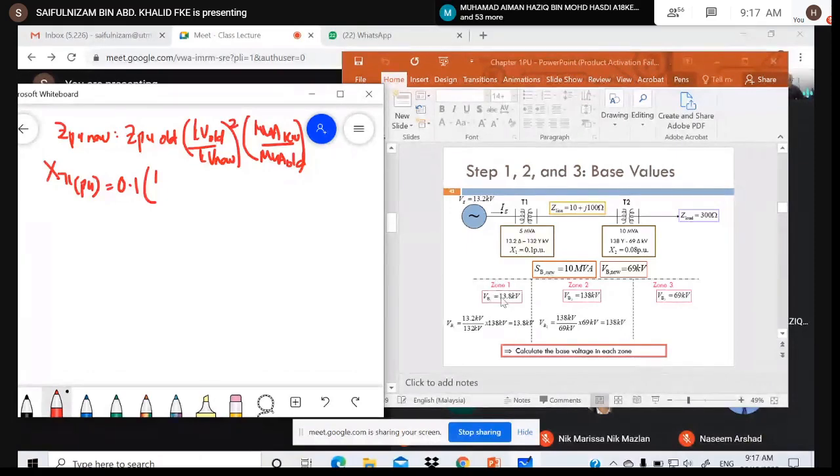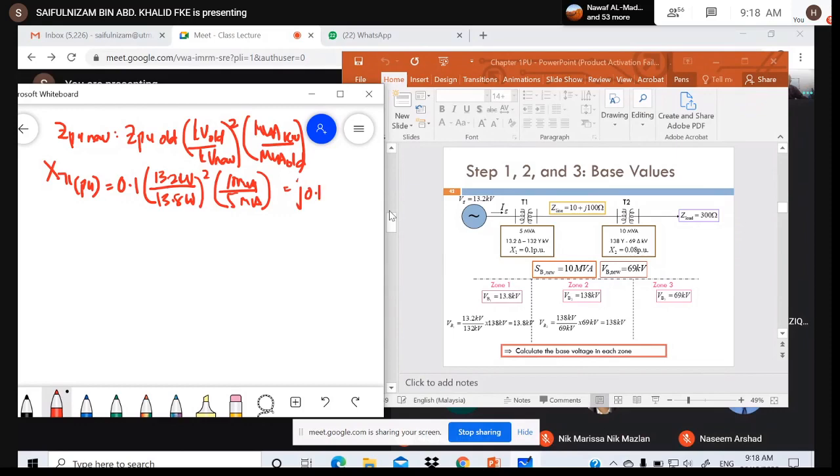Let's say I choose the primary one. The old value is 13.2, divided by the new, 13.8, squared, times MVA new 10, divided by the old, 5 MVA. So what do you get? j0.183 per unit.